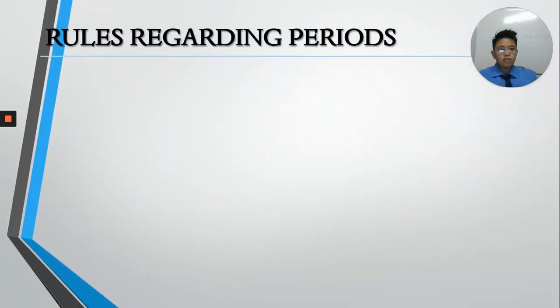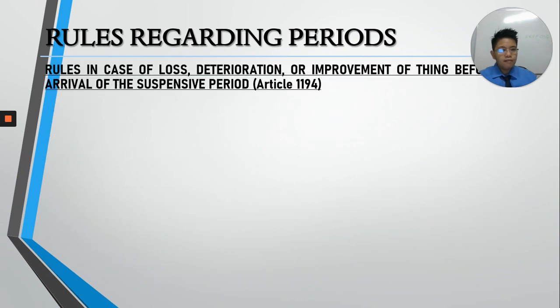Please take note also, class, of the rules regarding periods. So, the first rule is the rule in 1194, in case of loss, deterioration, or improvement of the thing before the arrival of the suspensive period. So obviously, we are talking here about a real obligation. We are talking about a suspensive period imposed on the obligation. So yung suspensive or yung ex die, again, your Latin terms, please remember. So bago pa lang, pagka suspensive period, obligation subject to a suspensive period, the obligation is not yet demandable. Kailan siya magiging demandable?